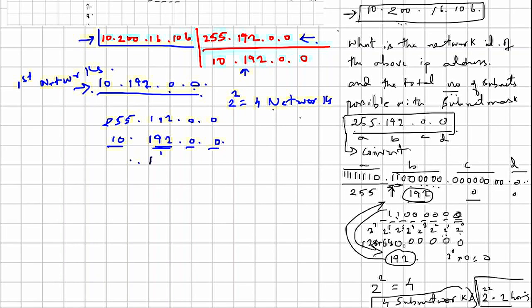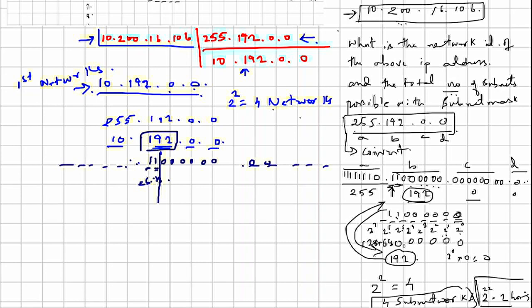So 192 is nothing but 1 1 0 0 0 0 0 0. The remaining are all zeros, here also. So take this 192. Here, only the first 2 bits have been used as network bits, along with the 8 bits here. So these are the 2 bits here.